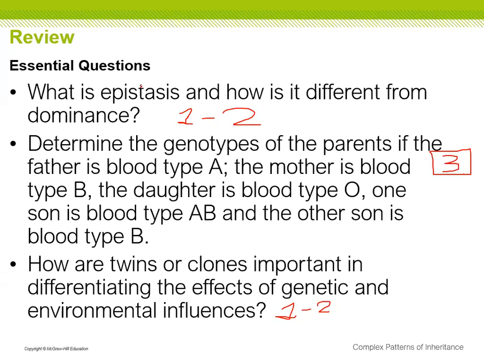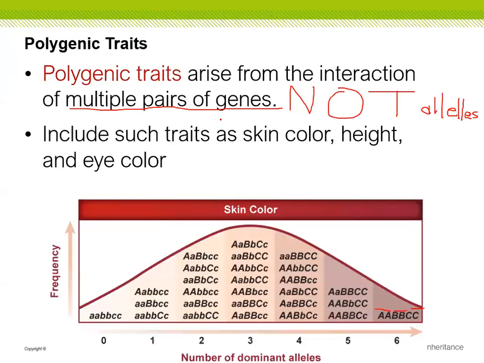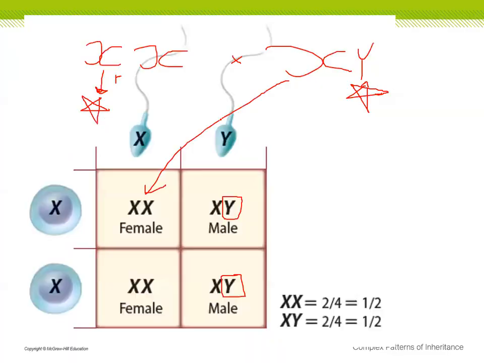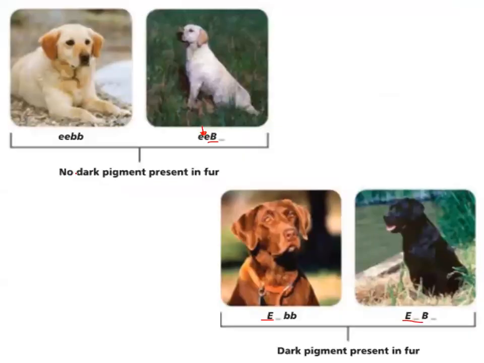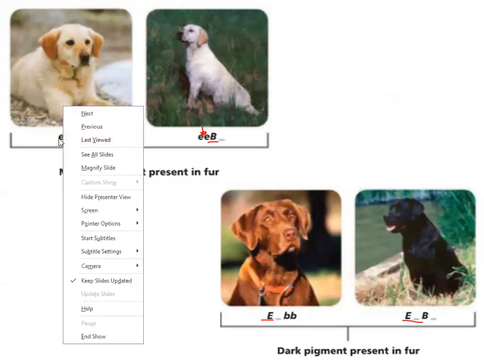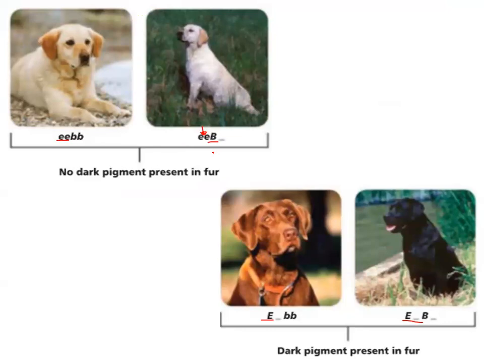Okay, so I'm going to start going through some of this. So epistasis and dominance, how are they different? If we recall epistasis, where did I put that in here? So epistasis is where one allele hides the effects of the other one. How is this different than dominance, right? Doesn't it seem that this E is dominant to these B's?